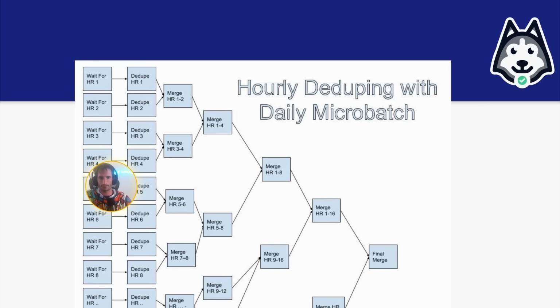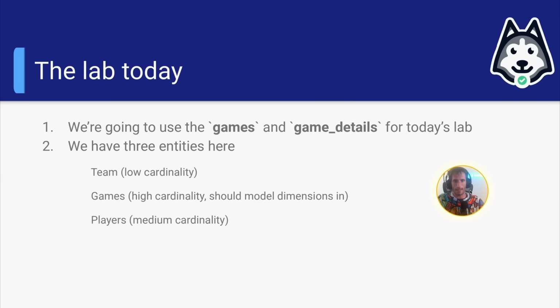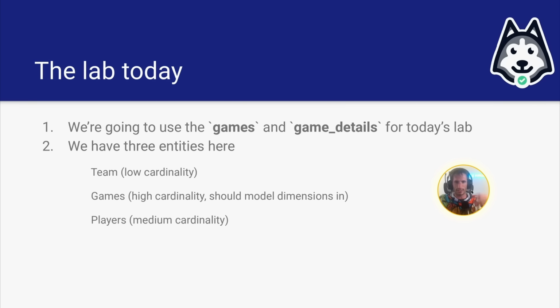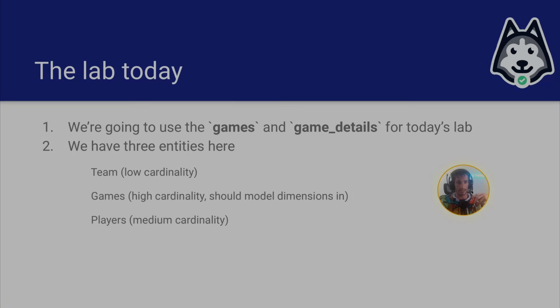So today's lab, what we're going to do is look at some of our different values here. We are working with the NBA data set again, where we have games and game details. We're going to be looking at things like teams, games, and players, and building out our fact data sets that will use a lot of this data.